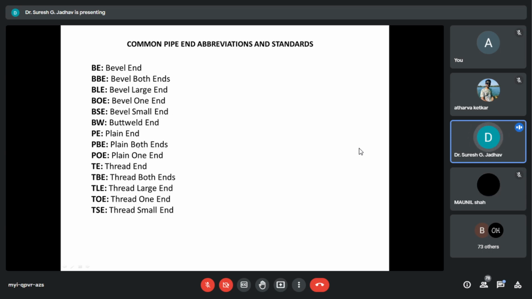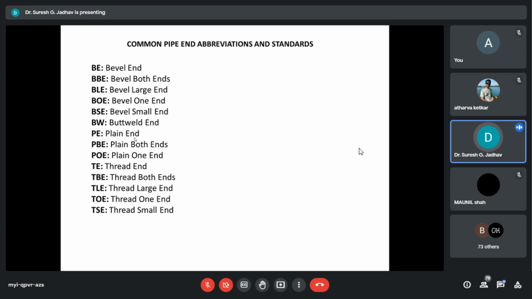For having both ends, BLE is bevel large end, BOE stands for bevel one end, and BSE stands for bevel small end, and BW stands for butt weld ends. P stands for plain end, and PBE stands for plain both ends. In industry, there is no need to write "plain both ends".